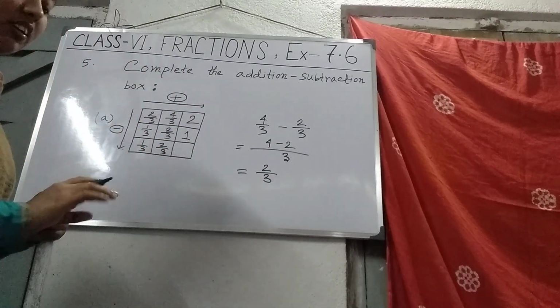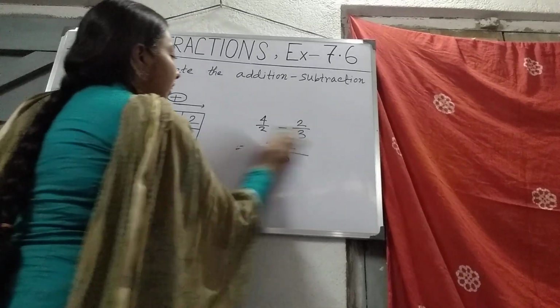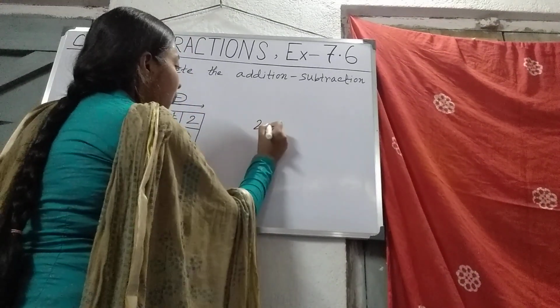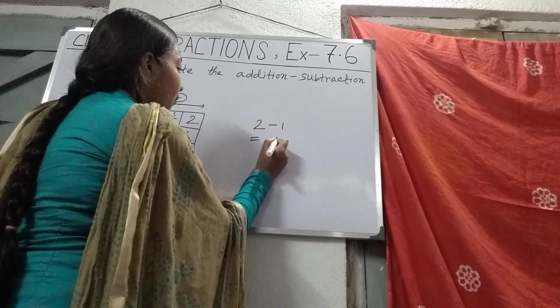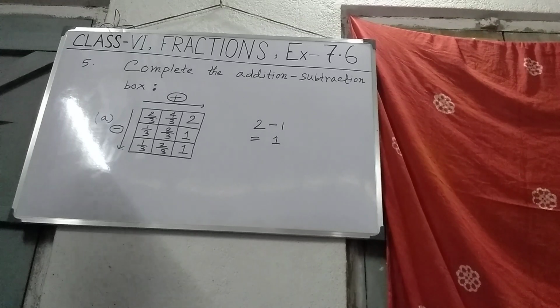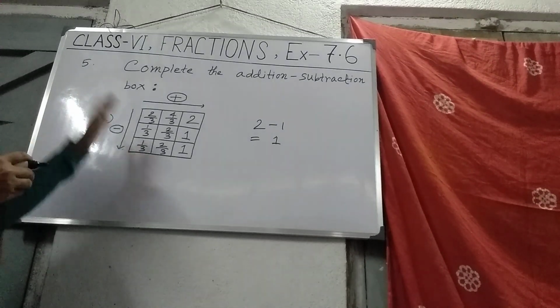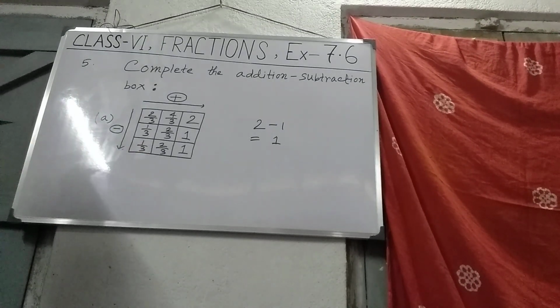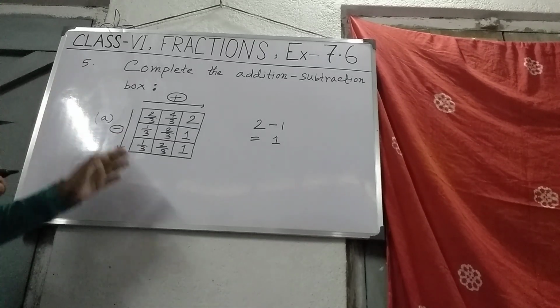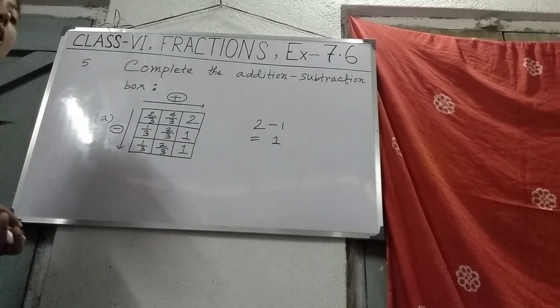Now for the third column, we can see that the first one is 2 and the second one is 1. 2 minus 1 comes 1. So here the value will be 1. So this is a complete box, and question number B of 5 will be your homework. You will try at home. Now we move to question number 6.